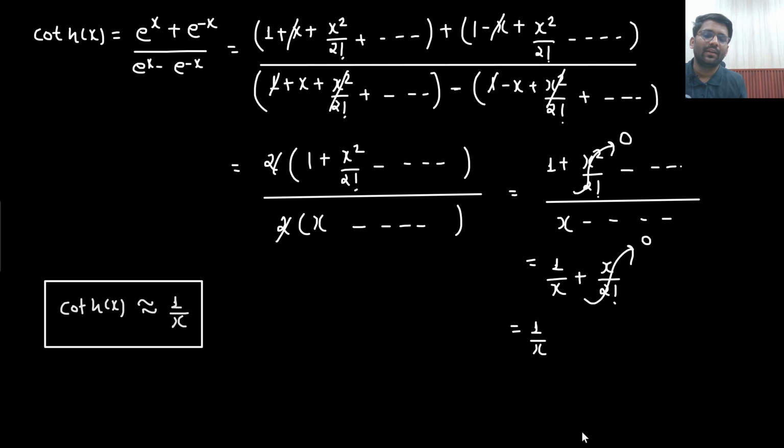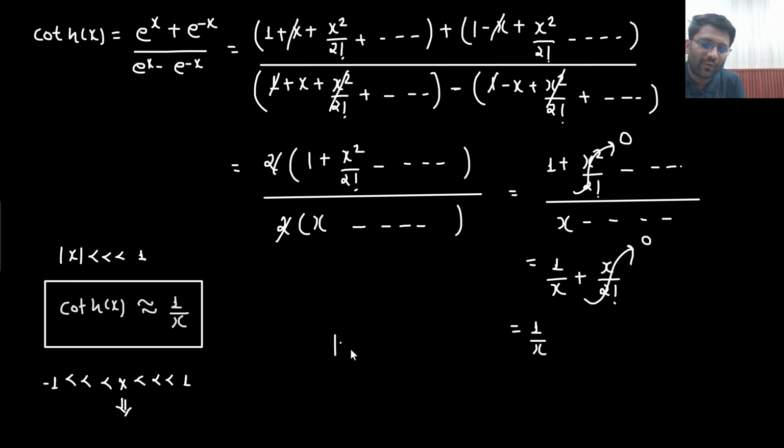Okay. For the condition of what? For the condition such that mode of x is very less than 1. What is the meaning of mode of x very less than 1? That means x is between -1 and 1. That means x is very small.